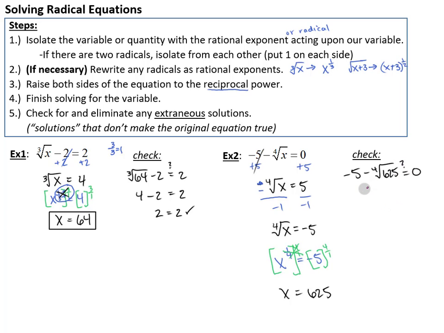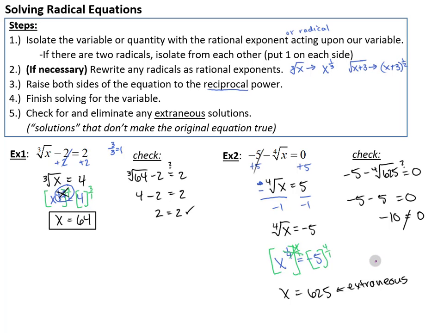Well, the 4th root of 625, you can verify with the calculator, is 5. Oops, so minus 5 equals 0. Well, wait a second. -5 minus 5 more is -10. That does not equal 0. So this is extraneous. It's like a false solution, a solution that doesn't actually make our original equation true.